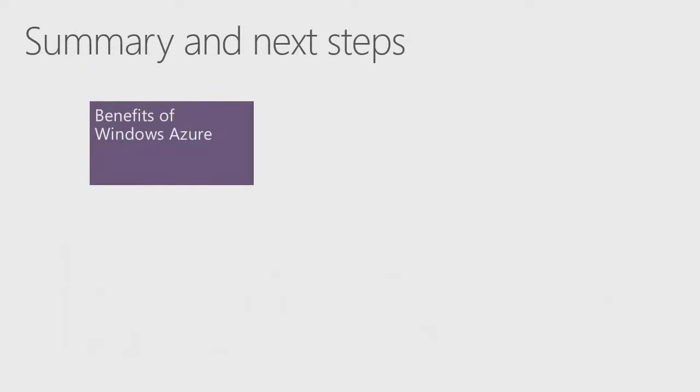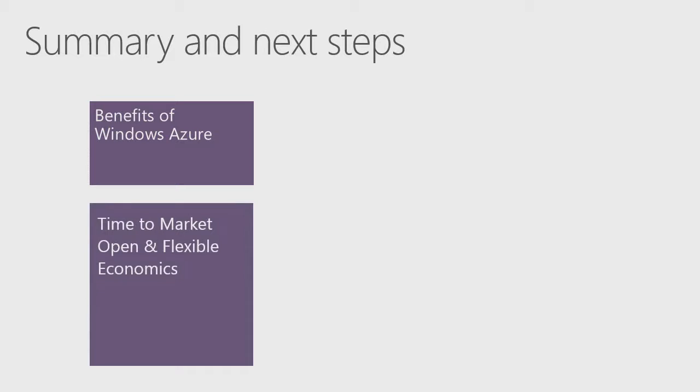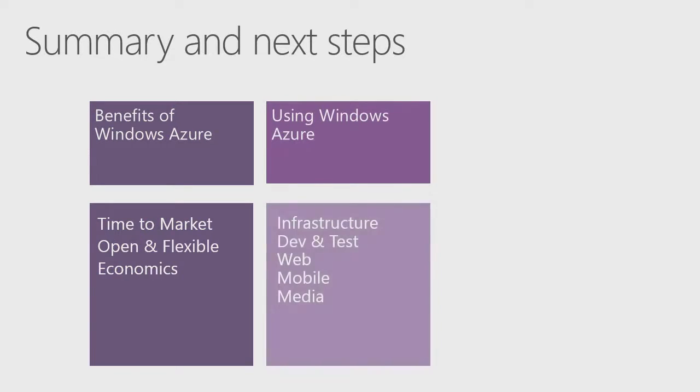So in summary, I hope you enjoyed learning about Windows Azure and the different ways you can use it for developing your apps. Today, we looked at the benefits of Windows Azure, such as time to market, being able to deploy and develop your apps quickly, being open and flexible, having support for many languages, tools, and frameworks, and economics, being able to achieve great cost efficiencies by using Windows Azure. We looked at the different ways you could use Windows Azure, such as extending your infrastructure, dev and test, building websites, mobile apps, or media solutions.